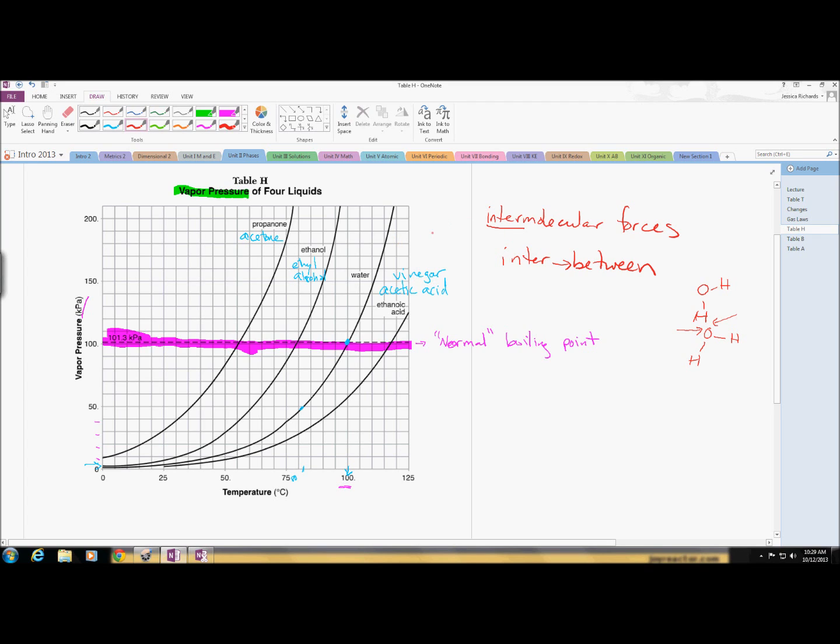The higher the boiling point, the higher the normal boiling point, the stronger the intermolecular forces are in that substance. So if we just look at our graph with our only 4 substances, acetone would have the weakest intermolecular forces, and the acetic acid over here would have the strongest intermolecular forces.